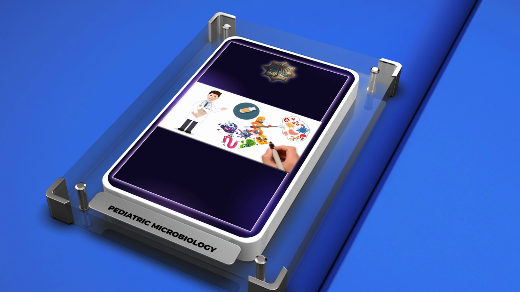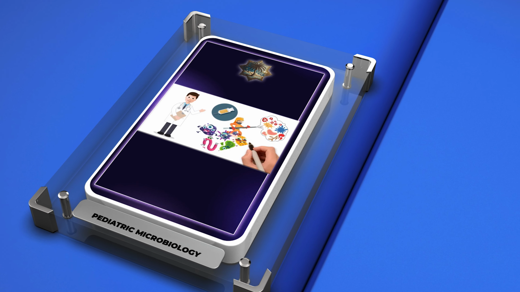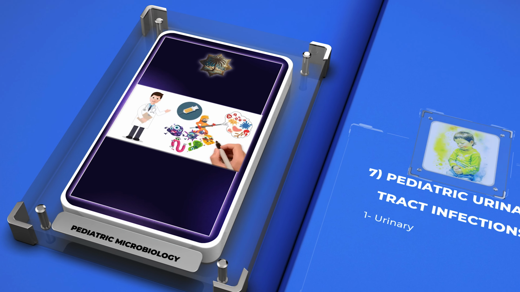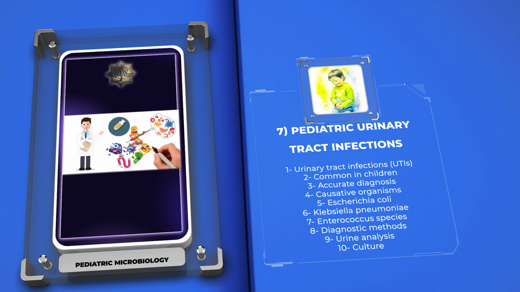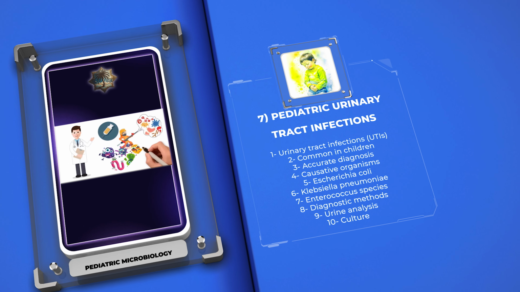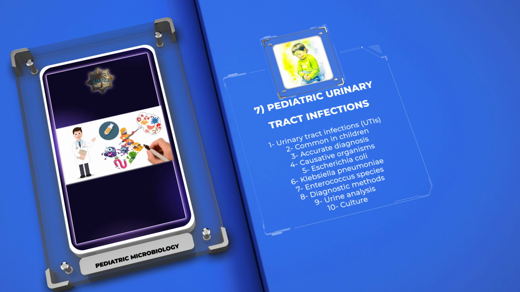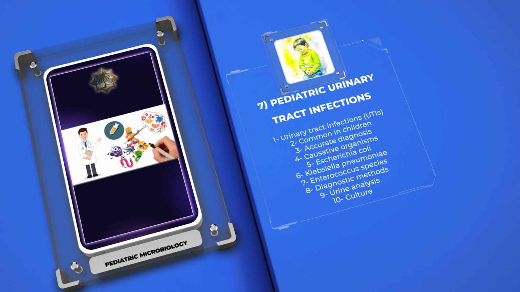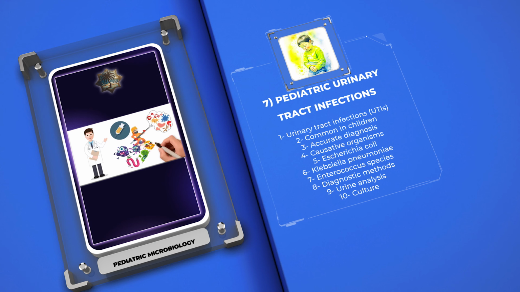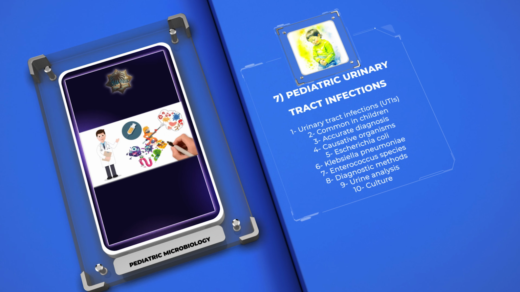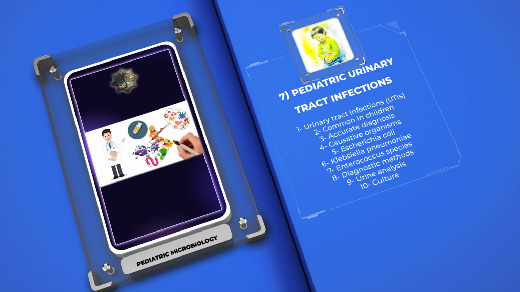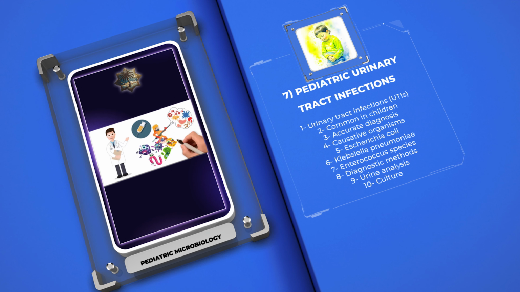Urinary tract infections, UTIs, are common in children, and accurate diagnosis is crucial to prevent long-term complications. We will unravel the diverse causative organisms responsible for UTIs in the pediatric population, including Escherichia coli, Klebsiella pneumoniae, and Enterococcus species. Diagnostic methods such as urine analysis, culture, and imaging techniques will be discussed in detail, alongside potential complications such as pyelonephritis and renal scarring.